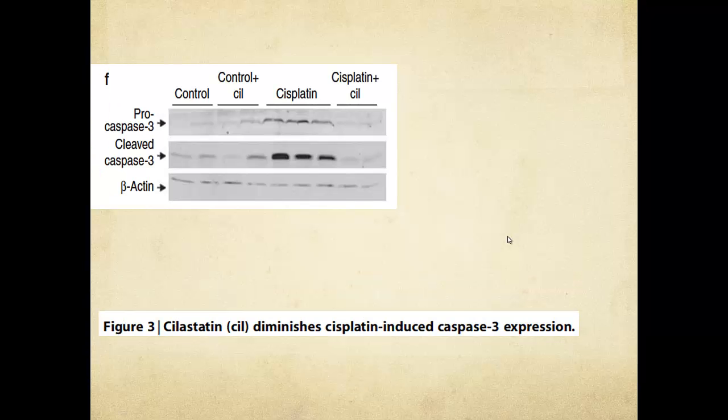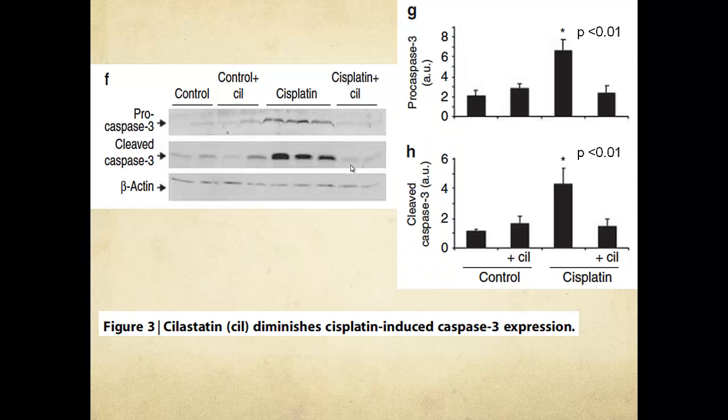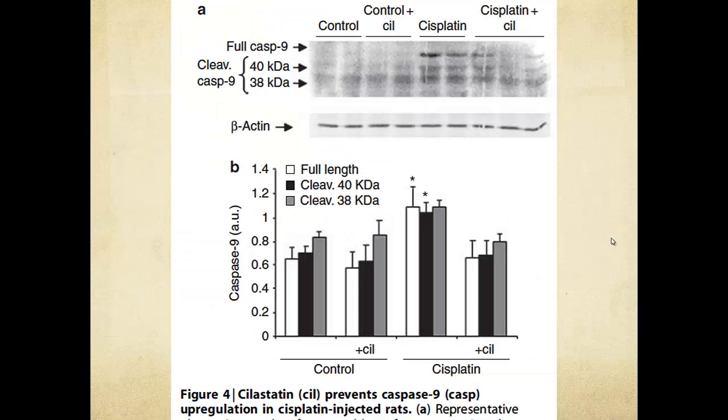This slide is telling us about the caspase 3 expression, and remember the caspase 3 was involved in more oxidation and therefore more nephrotoxicity. And you can see that in rats who were given cisplatin, there is more caspase 3 activity as compared to the rats where cilastatin was also given. And not only caspase 3 but the procaspase 3 and the cleaved caspase 3 activity was more in cisplatin versus combined cisplatin and cilastatin.